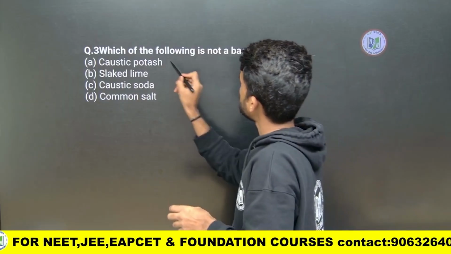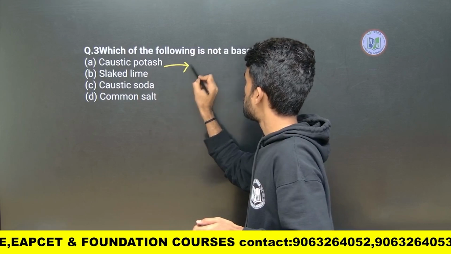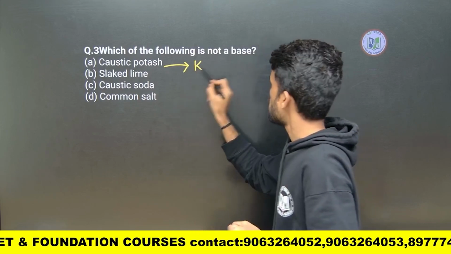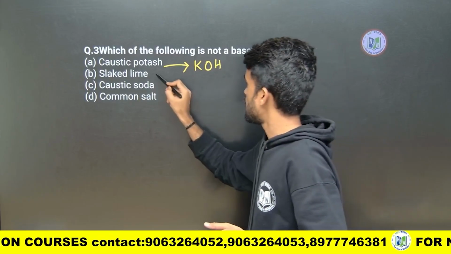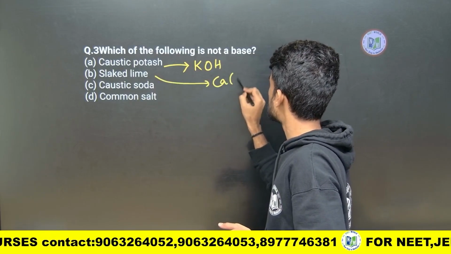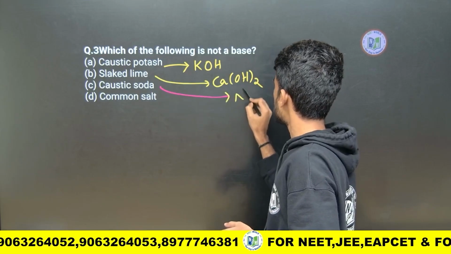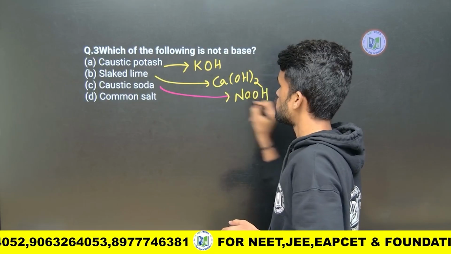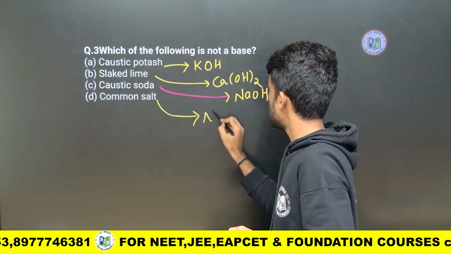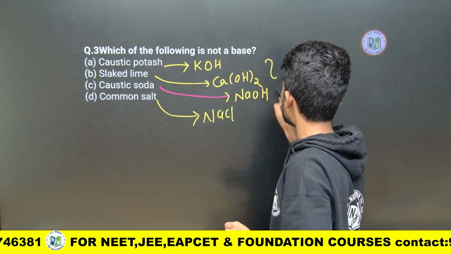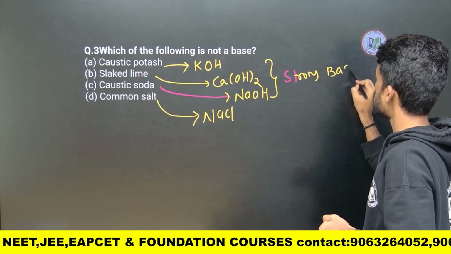Now see, which of the following is not a base? Caustic potash: potash means K, potassium, and caustic means it is a basic one, right? So KOH. Slaked lime is Ca(OH)2. These are also bases only. Caustic soda means sodium hydroxide. Common salt is what? NaCl. So the first three are very strong bases. So which is not a base here?